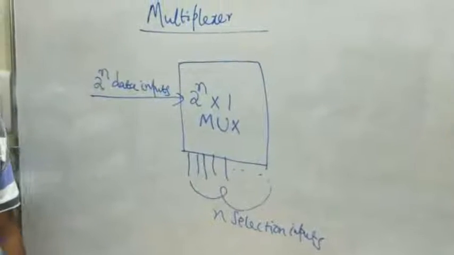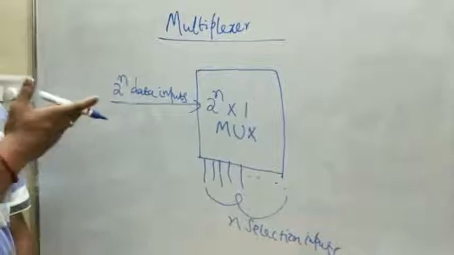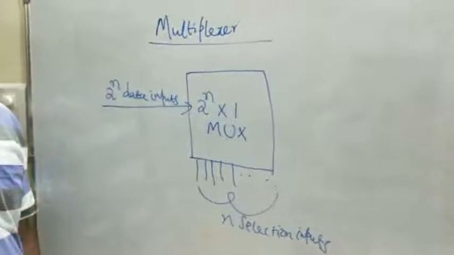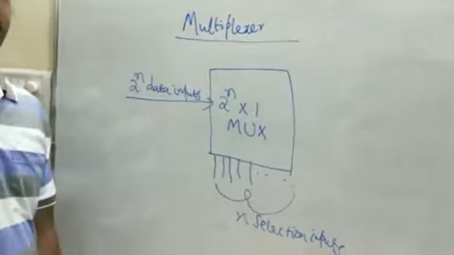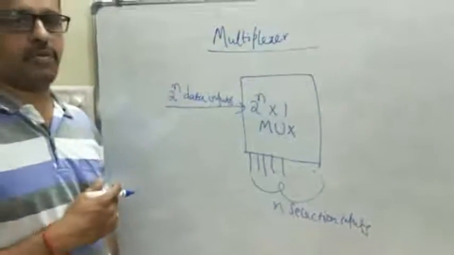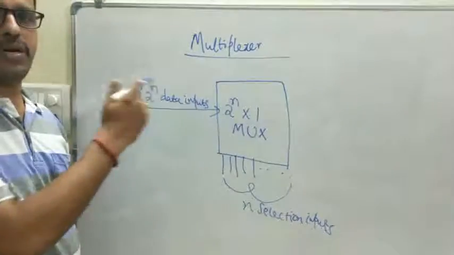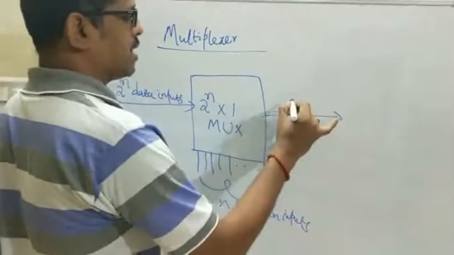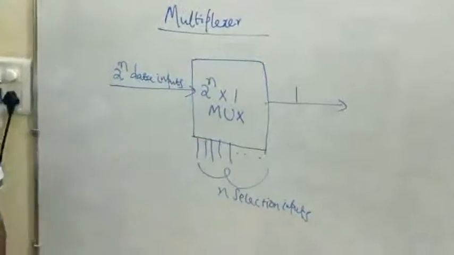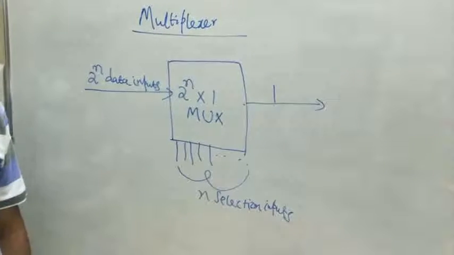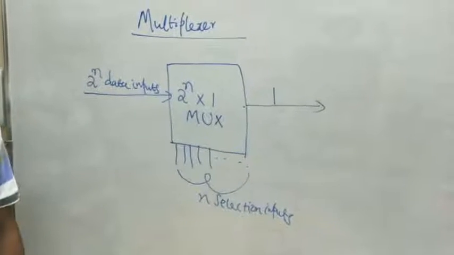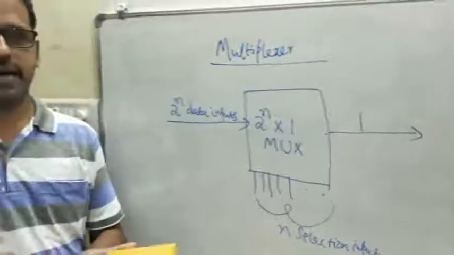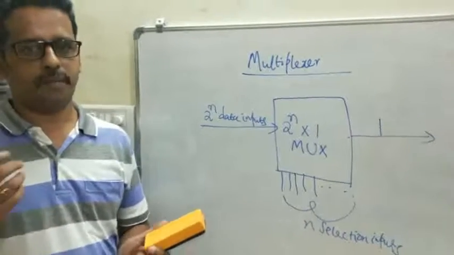For example, if n is equal to 2, the number of data inputs is going to be 4, which means that we are designing a 4 by 1 multiplexer. If the selection input is 3, then the number of data inputs is going to be 8, so then we are going to design an 8 by 1 multiplexer. Okay. Output is always 1 irrespective of any number of inputs you are going to give. So this is the general block diagram of a multiplexer. Now we will see an example of how we are going to design a 4 by 1 multiplexer.